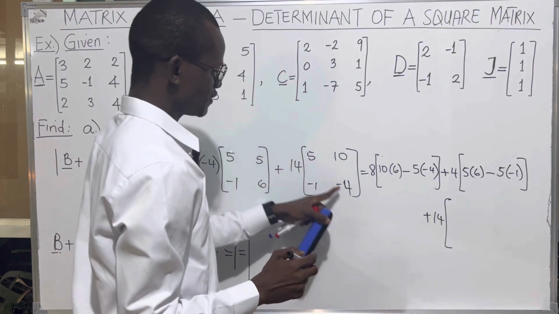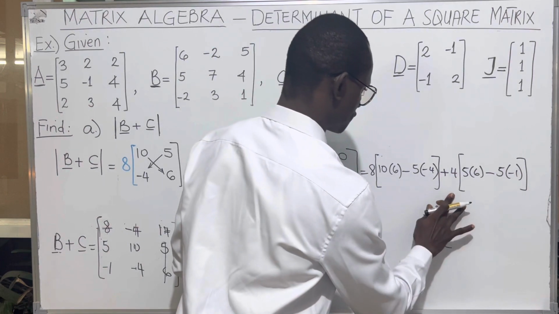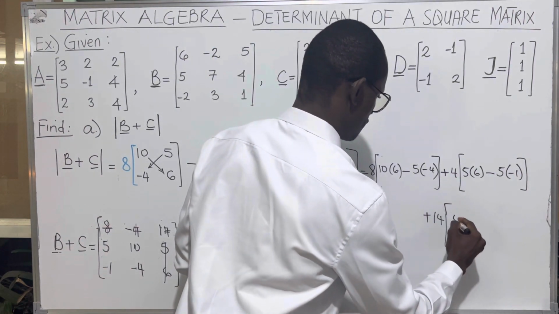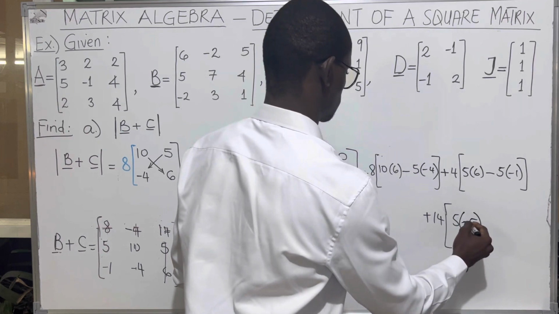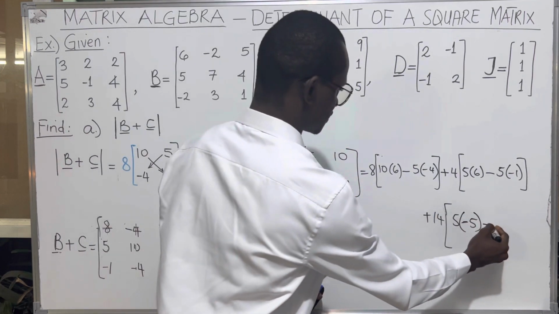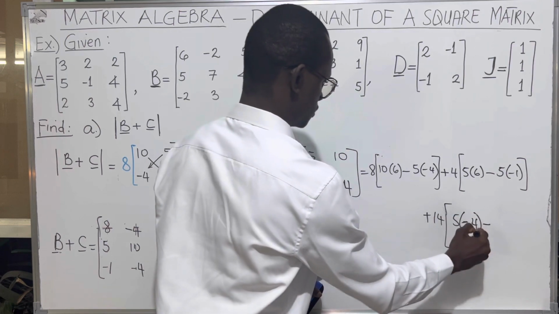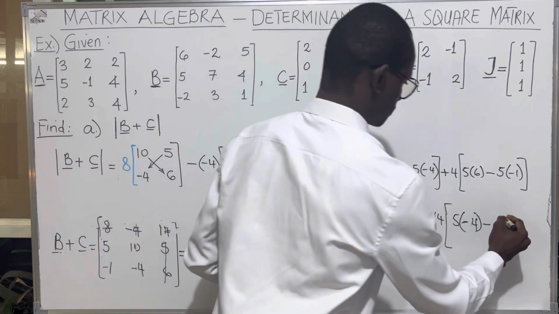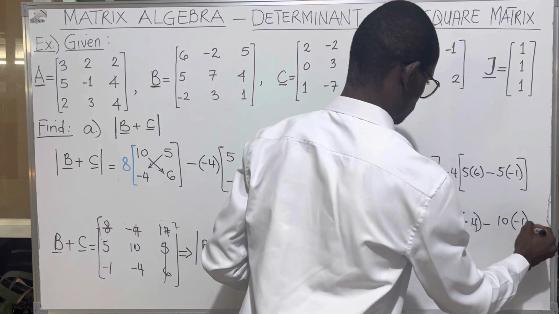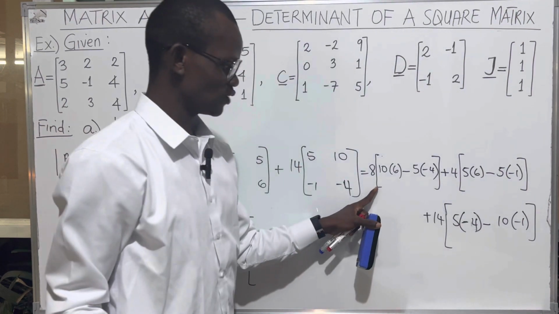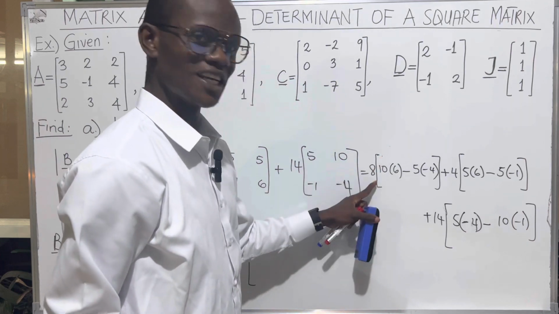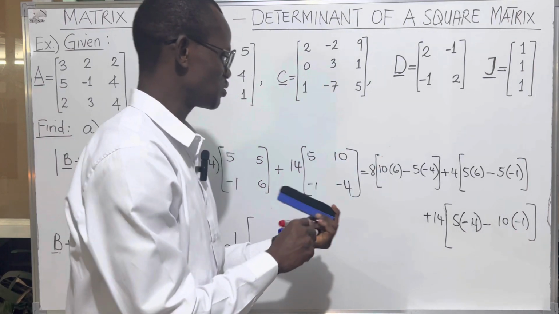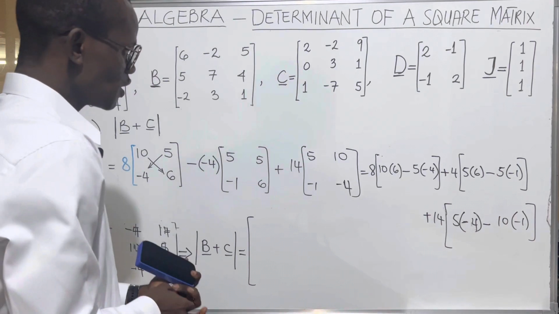So we have 5 times minus 4, and then minus 10 times minus 1. So there is no matrix symbol any longer. This is just a bracket, because the bracket encloses parentheses. That's the reason why I'm using that. So we can further simplify.